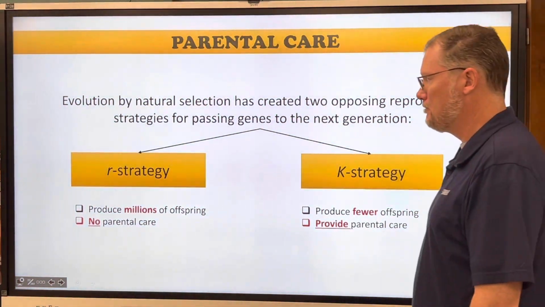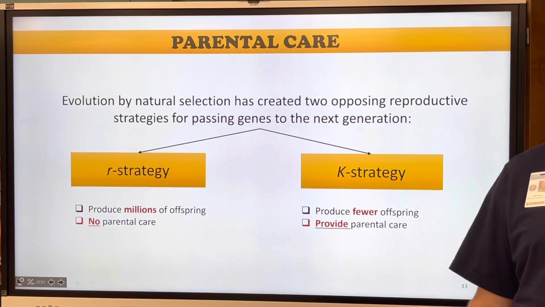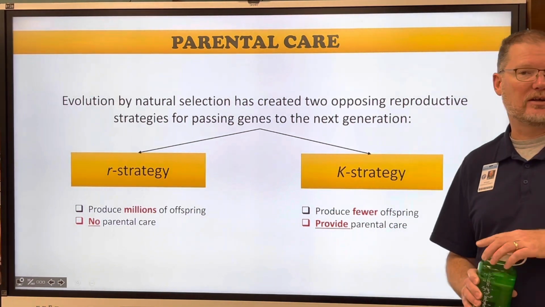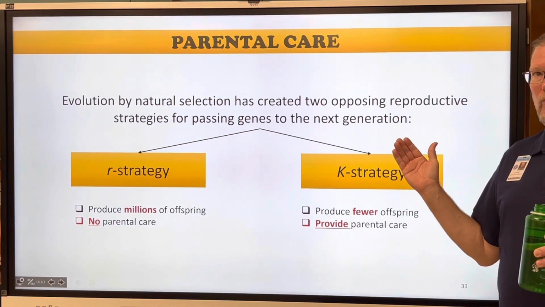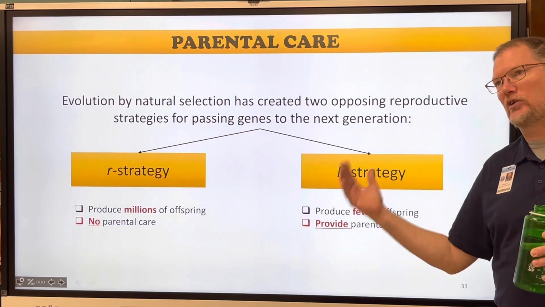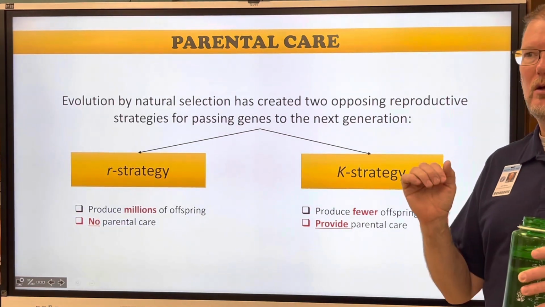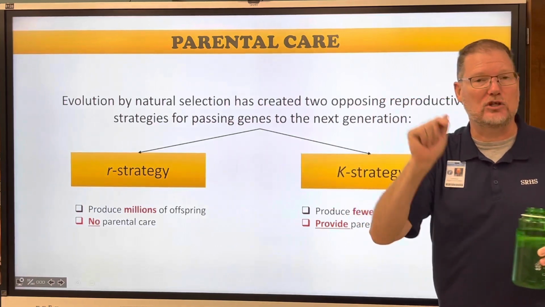All right, now we're going to talk about parental care. So there are two different kinds of strategies for parental care in the biological world, okay? And you can see here, R strategy and K strategy. Now, don't ask me what the R and K specifically mean. Like, what does R stand for and K stand for? I honestly don't know. I just know that R is what the clam does, or corals do, or sponges do, organisms that don't have much parental care. Okay, and then K is fewer offspring but higher parental care. That is the major difference between the two types of strategies for passing genes from one generation to the next.